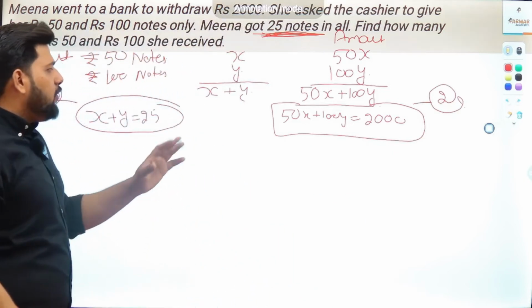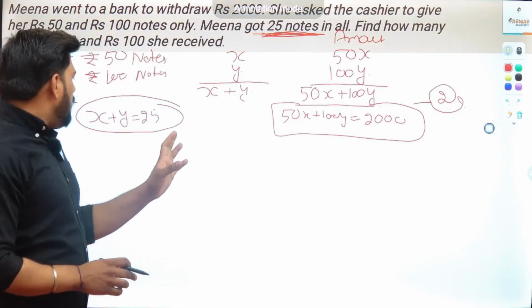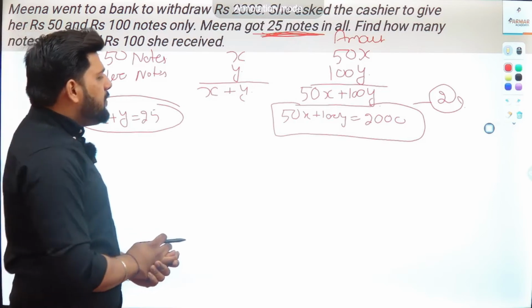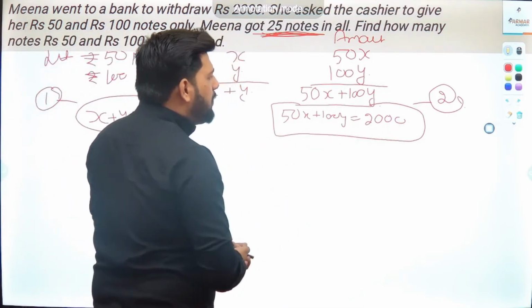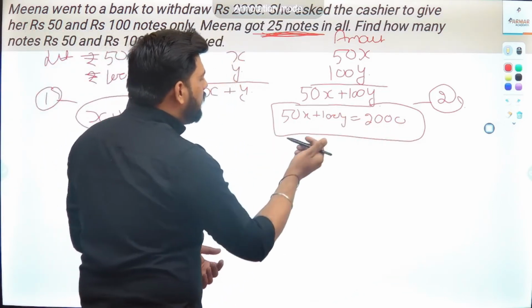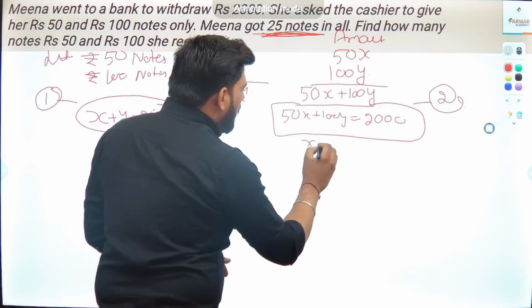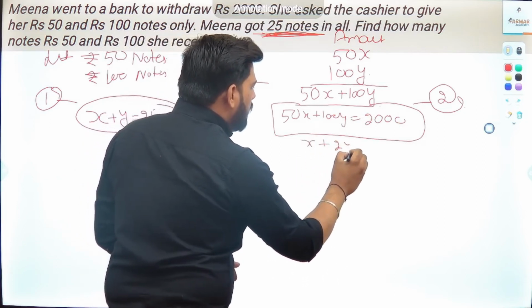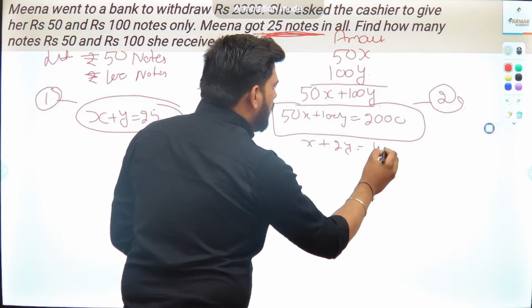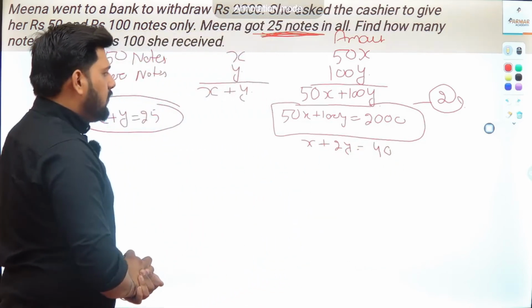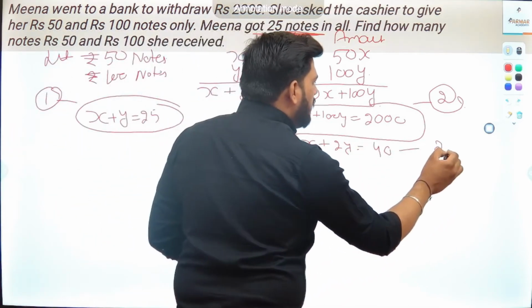Now we have 2 linear equations in 2 variables. So we will solve this using the substitution method. First of all, equation number 2 is simply divided by 50, since 50 is the common factor. That becomes X plus 2Y is equal to 40. This is actually equation number 2.